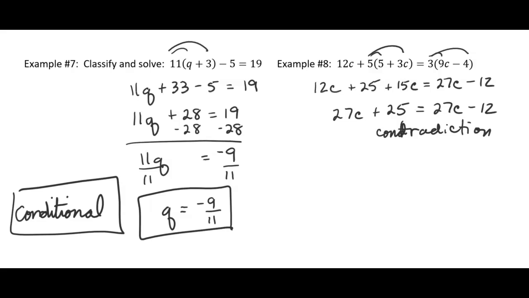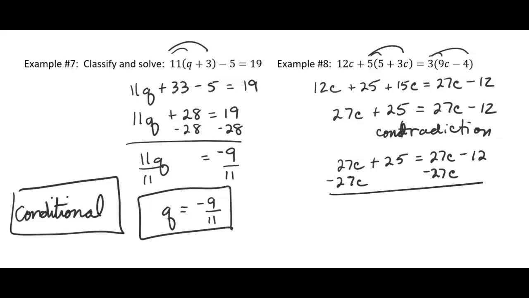You can subtract the 27c from both sides. If you wanted to keep going, there's really no need to, but I just want to show you what sometimes students do, so if it happens to you, you won't be surprised. So what happens is the c's cancel out there, and the c's cancel out there, and so you get 25 equals negative 12, which is not true, that's false. And so it makes it a contradiction, and so there's no solution, there's no value here that will make the statement true.